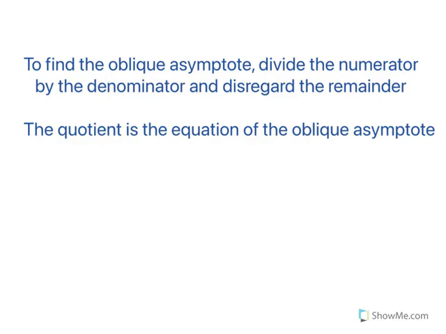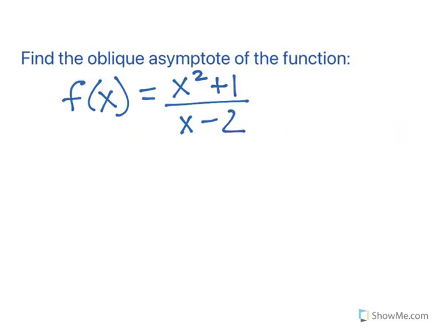To find the oblique asymptote, we are going to divide the numerator by the denominator and then disregard the remainder. Okay, the quotient is the equation of the oblique asymptote. Sometimes that's just easier to do in an example. So let's find the oblique asymptote here. First, recognize that the degree of the numerator is 2, the degree of the denominator is 1. So since our numerator degree is exactly one more than the denominator, we have an oblique asymptote. So we are going to do long division.